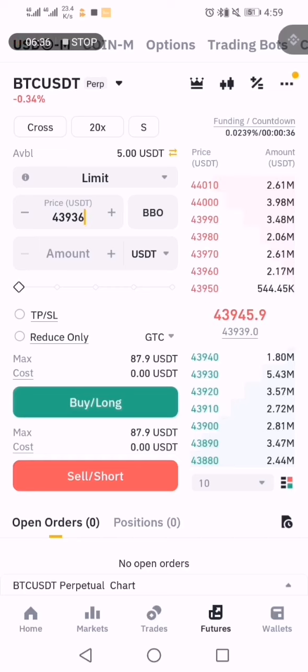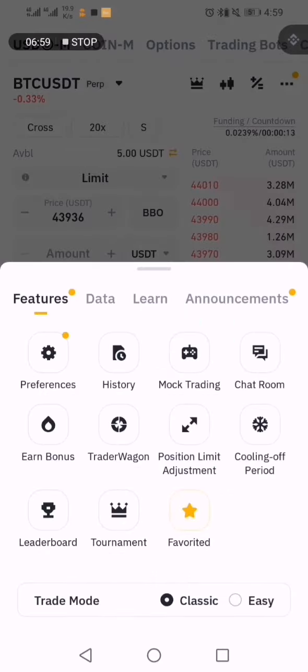So my aim is to change the $5 that I have there and turn it into $50. Let's see if we can make it happen. How to lose money on Binance. How to lose money on crypto. So this is what I'm doing. How to lose fast on futures.